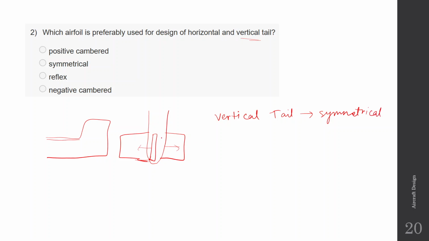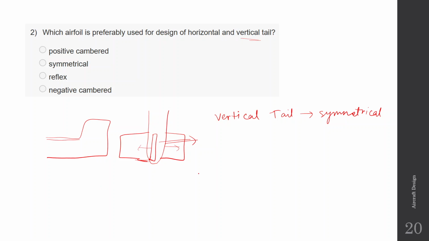Because let us say that we had put a cambered airfoil, then even at zero rudder, even if we put zero rudder, it will produce force in one direction. That is an unnecessary force. Then we'll have to find other ways to cancel out that force. We might have to attach the wing at a non-zero angle, or we might have to put some other mechanism to compensate. So why complicate things? So the vertical tail is always symmetrical so that it does not produce any sideways forces.